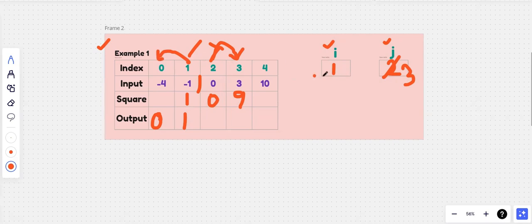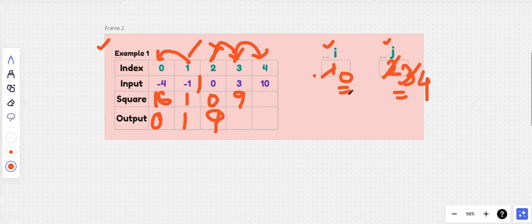So we will update the ith pointer to 0. Now we will compare the square of the number at position 0 and position 3. The square of the number at position 0 is 16 and at position 3 is 9. So 9 is smaller, so we will push 9 and we will increment the pointer 1 step forwards.